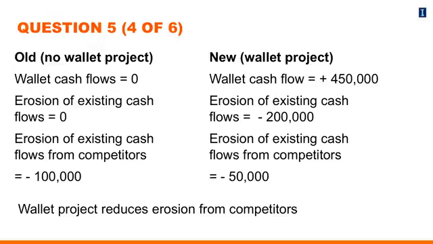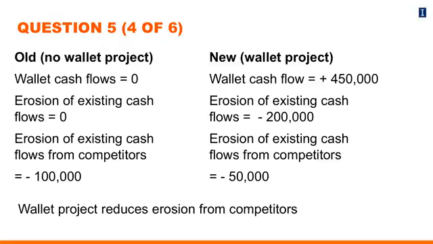However, there is this additional line here, which is that if you don't start the wallet, your expectation is that your competitors are going to start a wallet anyway. The erosion is not as big as if it was your own wallet, so it's 100, not 200, but it's significant. You have to take that into account. Competitors are going to erode your cash flows anyway. If you do take the wallet, the erosion of existing cash flows from competitors is going down from 100 to 50.